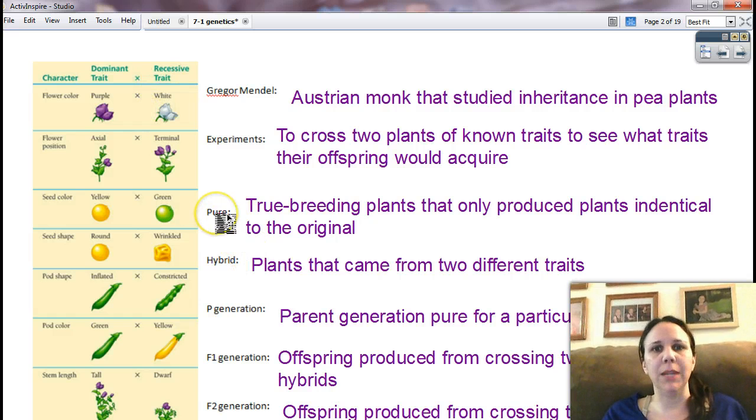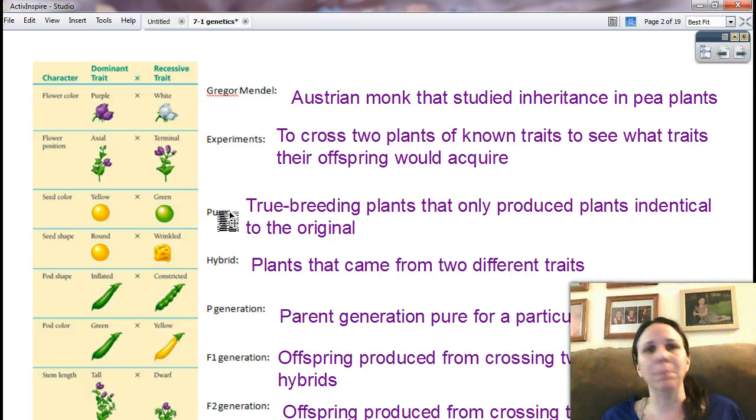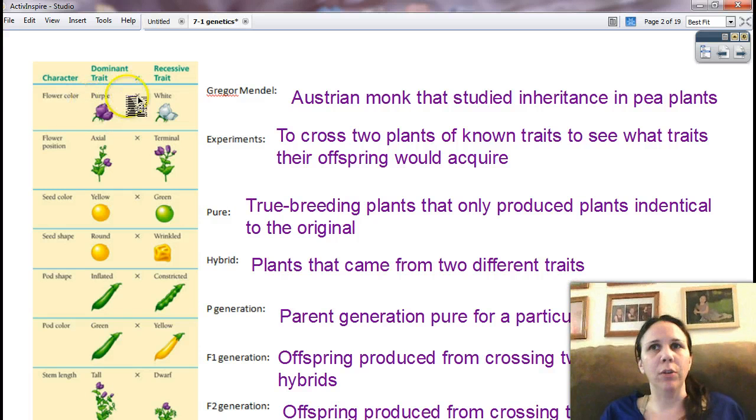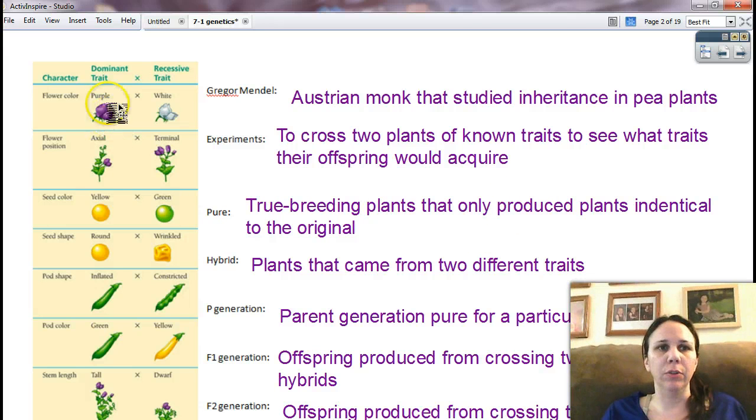And pure just means that they're kind of like purebred dogs. It just means that they have nothing else mixed in them. They're not blended with anything else. So a purebred German Shepherd should only have German Shepherd blood in him. If he has a mutt in him as well, well then he's not purebred. So a purebred purple flower only has purple in its blood, we'll say. So he bred these plants to be true, or true breeding, pure plants that would only produce identical plants.